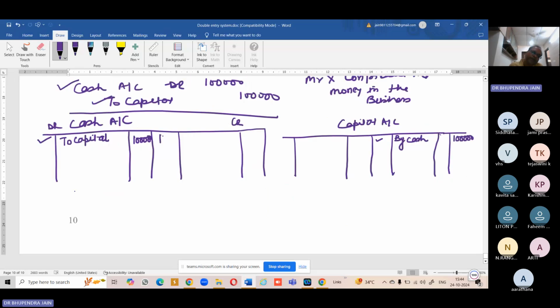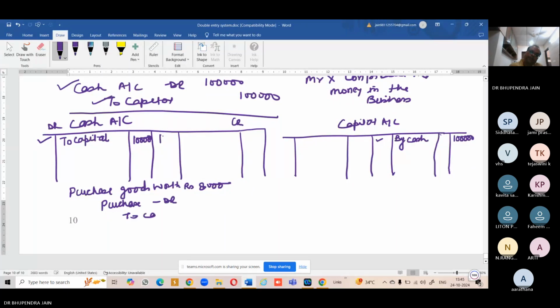Suppose next entry: purchase goods worth rupees 8,000. So the general entry is purchase account debit to cash. Now we need to prepare the purchase ledger and the cash ledger.